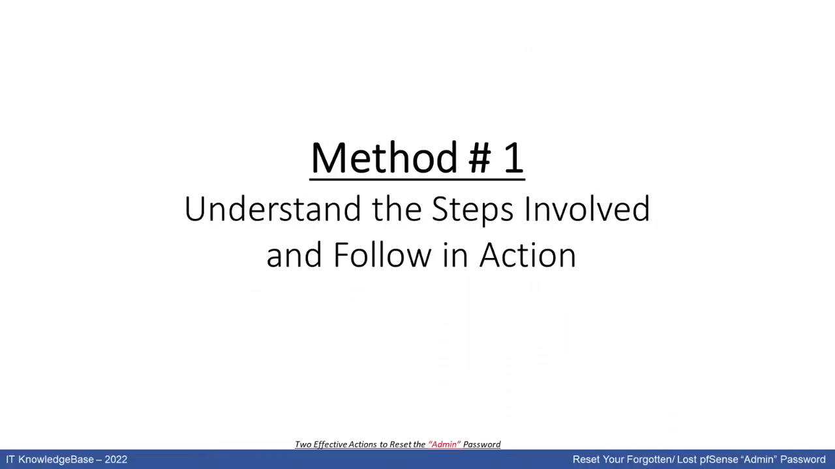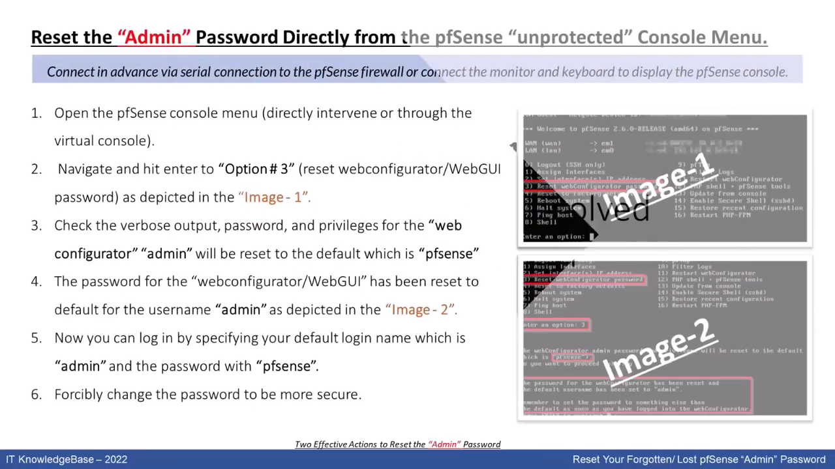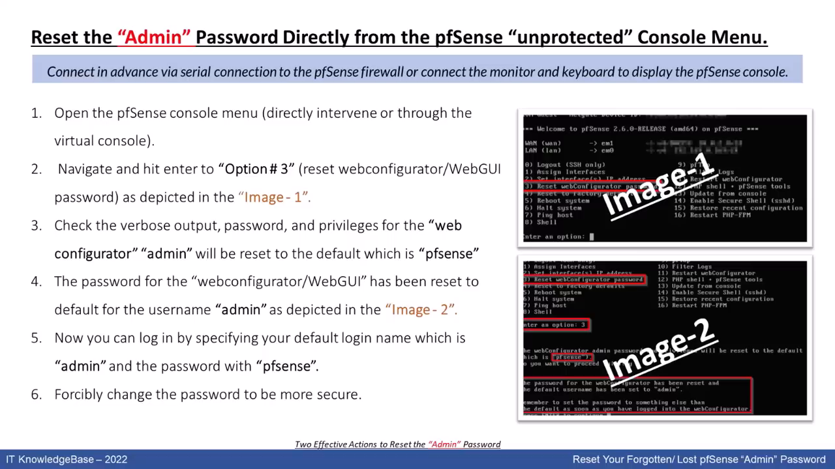Method number 1: understand the steps involved and follow in action. Reset the admin password directly from the pfSense unprotected console menu. Please note, connect in advance via serial connection to the pfSense firewall, or connect a monitor and keyboard to display the pfSense console. If you are accessing your pfSense firewall over the network, then that's fine.